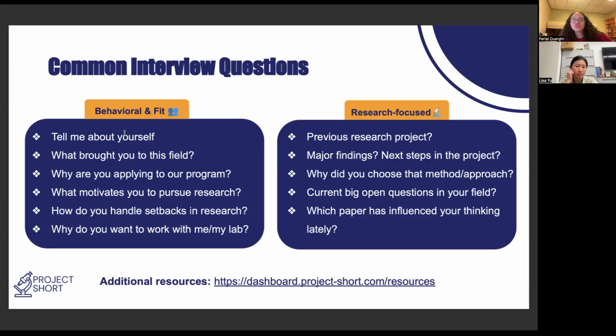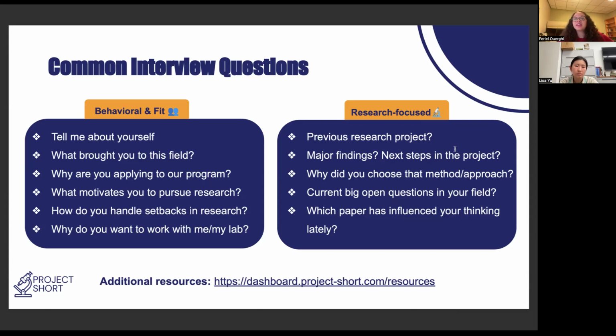But I would say the behavioral and fit questions that we typically get during these interviews are the faculty asking you to tell them about yourself. They ask you what brought you to this field, why you're applying to this school, to this program, what motivates you to pursue research, how do you handle setbacks in research, why do you want to work with me or my lab. And there are also the research focused questions that involve asking about your previous research project, any major findings in that project, the next steps or future directions in that project.